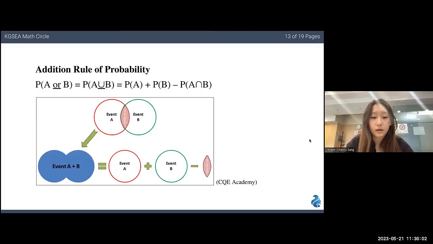The addition rule of probability states that P(A or B) equals P(A) plus P(B) minus P(A and B). Using the Venn diagram, it is easily represented. To find the union, you would have to add event A and event B, but subtract the intersection because it overlaps and occurs 2 times in the addition.